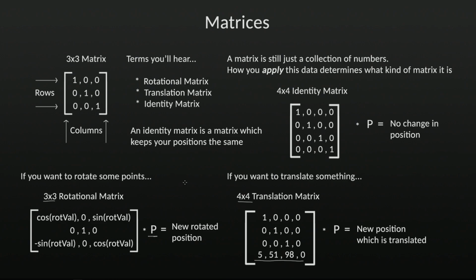Also, we have this identity matrix. And an identity matrix is basically just a matrix which looks like this. And whenever you multiply it times your position, there's no change in position. So it's kind of like multiplying your position times one. It just stays the same. So now let's go into VEX, and I'll show you why an identity matrix is cool and how we can actually take this and rotate something.